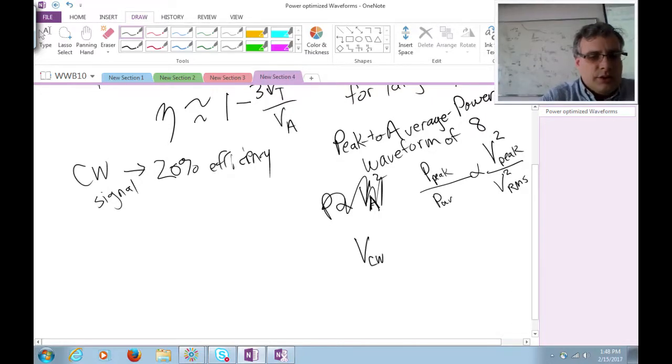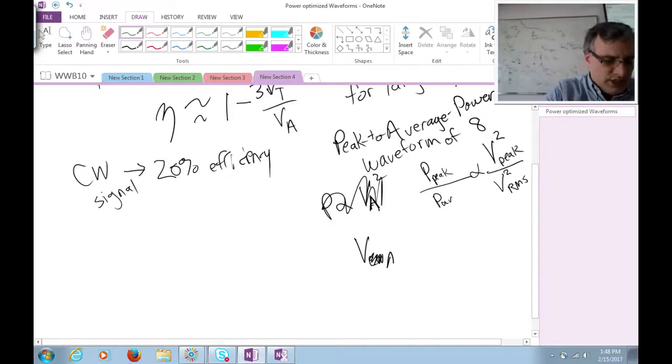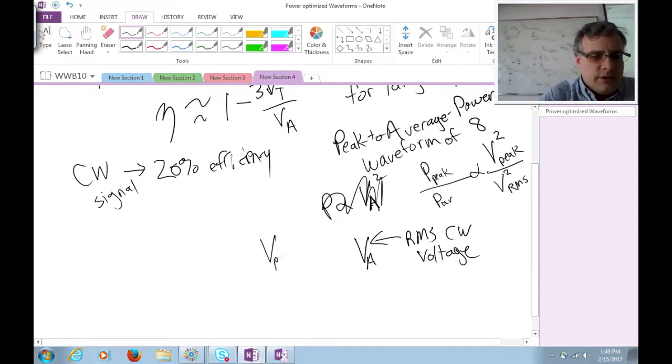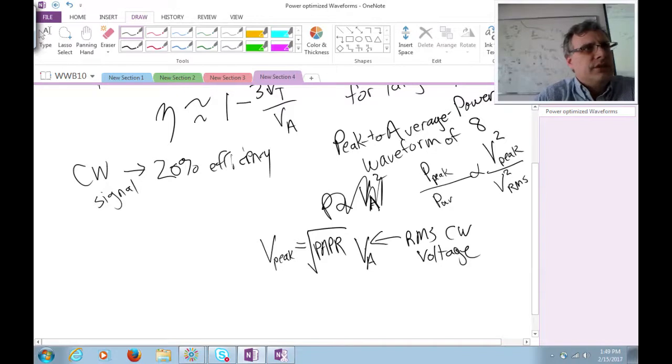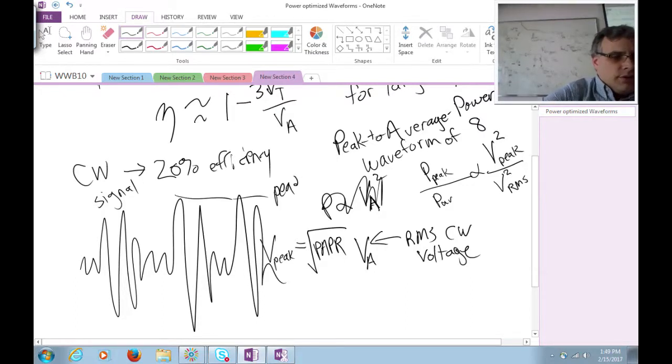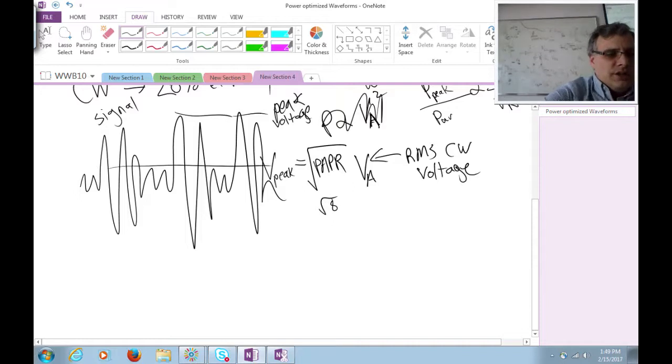So if we have a CW voltage, let's call it V sub A, to be consistent with what the problem and what we've been doing on the board, if this is my RMS CW voltage, then my peak voltage should be the square root of PAPR times VA. PAPR is with respect to power, so you have to take the square root if you're trying to find the ratio of voltages. And so we know the peak voltage is the square root of 8 times higher than the RMS average.